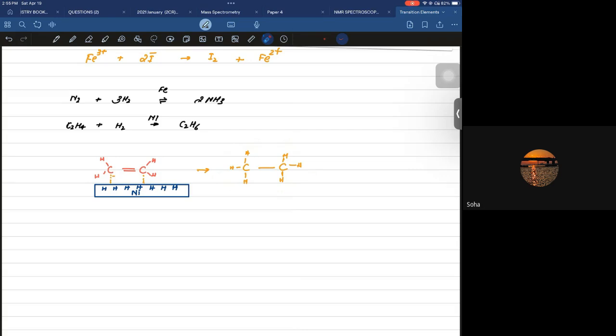And then we have the catalytic converter. Do you know about the catalytic converter?